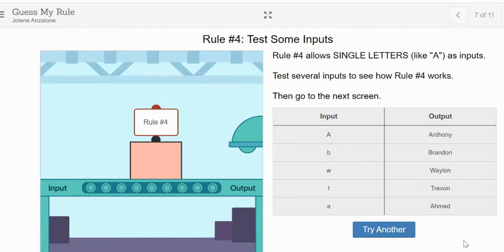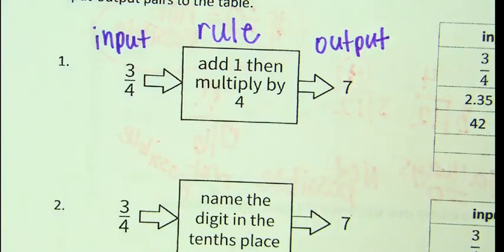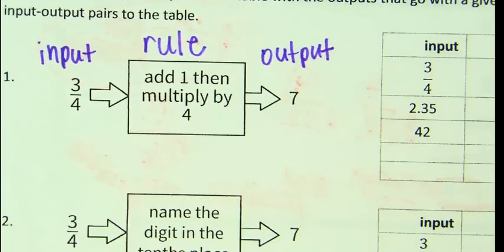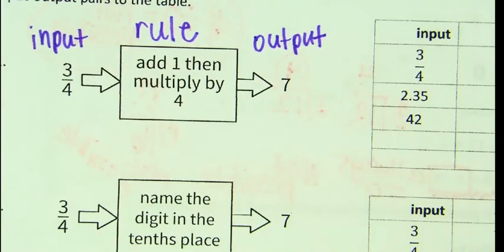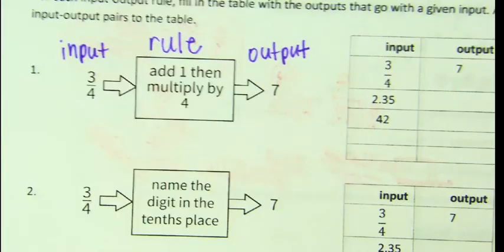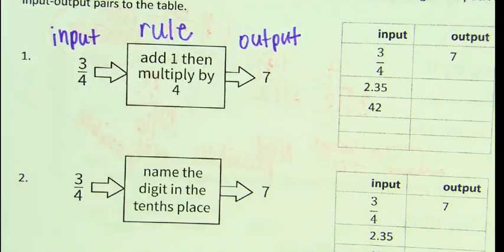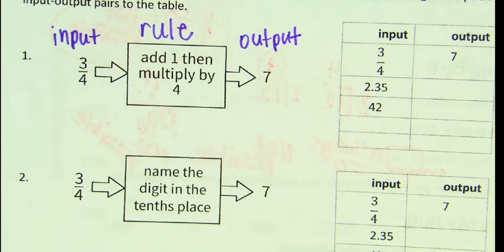So if you look at the first one, just so that we know everything that we're dealing with here, we have 3/4 as the input, so label that input. What's in this box is our rule, and then this is our output. Okay, so back to our paper, we have our input, we have a rule, and we have an output. And just like what you guys put in your notebook, we are going to fill in some tables on this page.